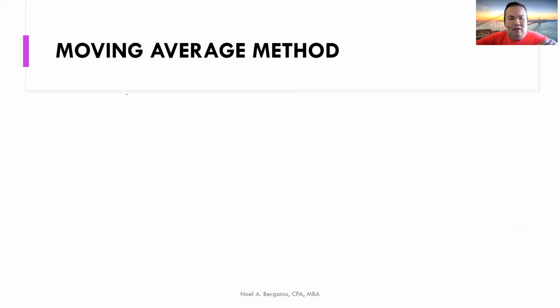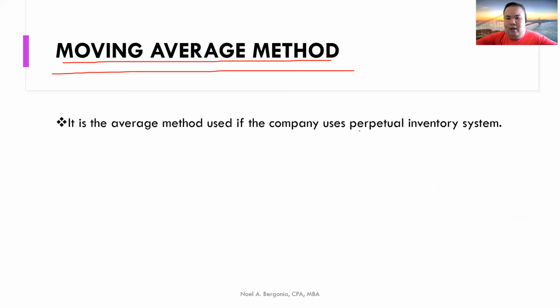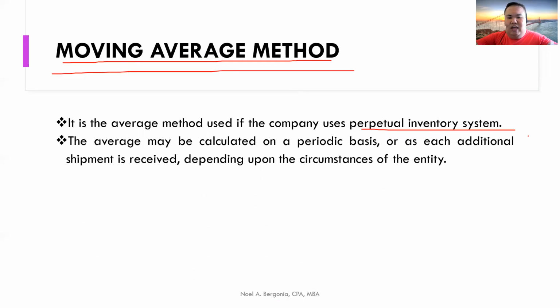Okay, perpetual inventory system. This is known as the moving average method. So how does it work in the perpetual inventory system? Again, used in perpetual, we do not compute the WACP in totality. Remember, the WACP is cost of goods available for sale in peso over cost of goods available for sale in units. Here, in moving average, you still compute the average, on a periodic basis.